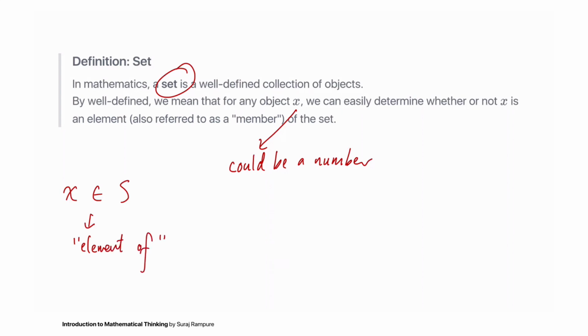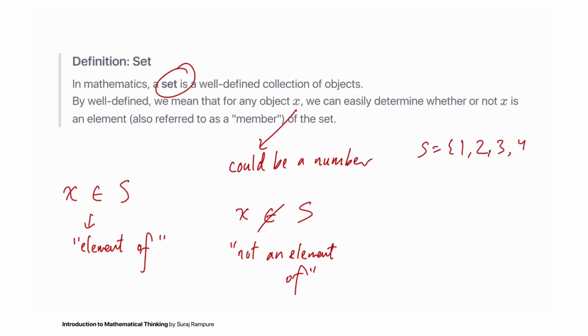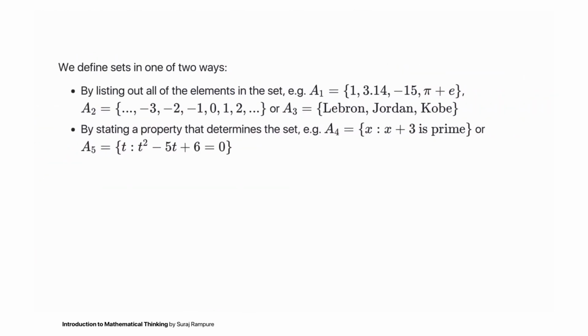If we want to say the opposite, that x is not an element of the set, we would write the same thing, but cross out the element of. So this means not an element of. Okay, so for example, if we let S be the set 1, 2, 3, 4, 2 is an element of S, but 5 is not an element of S. So that's how we define a set.